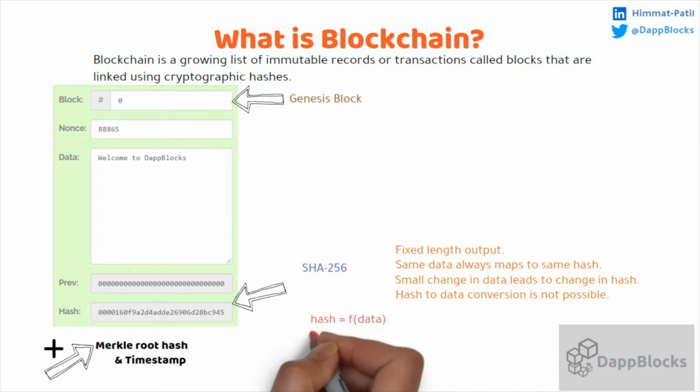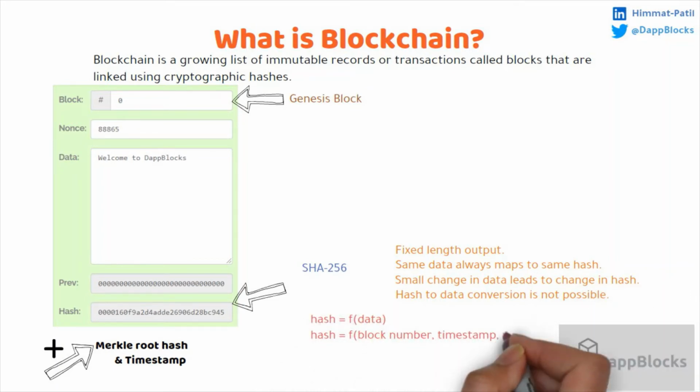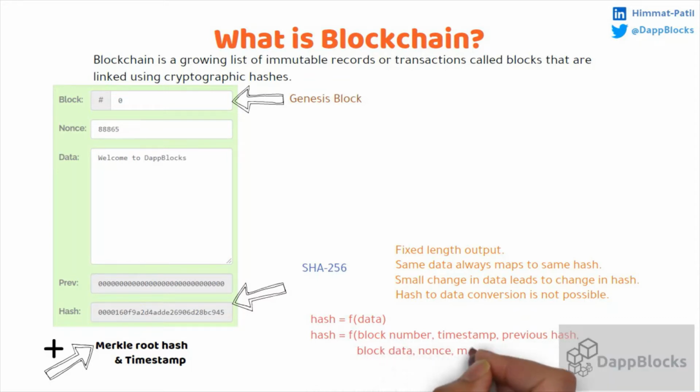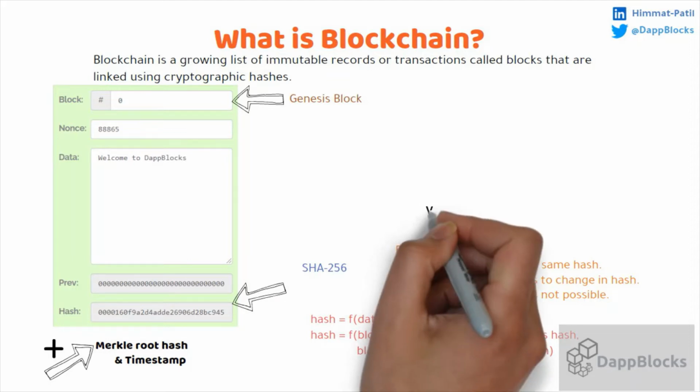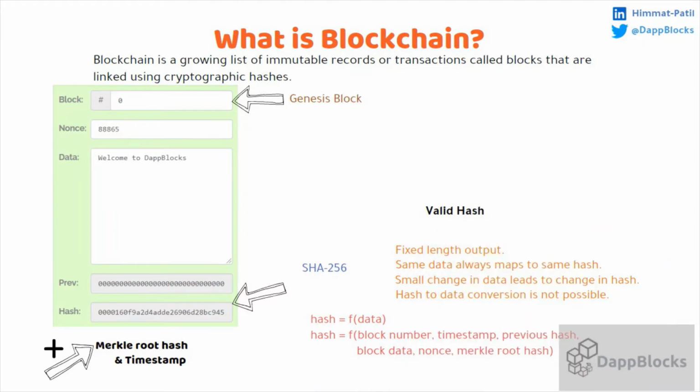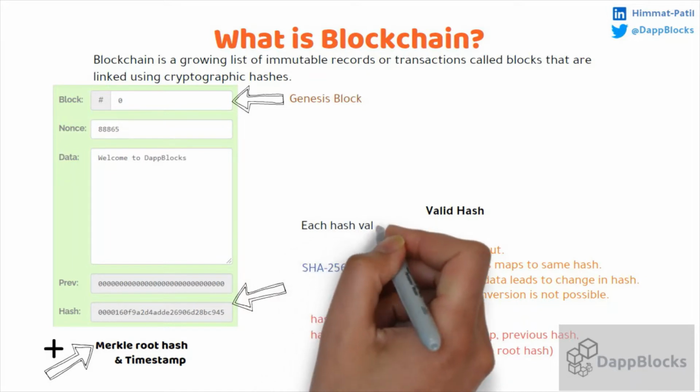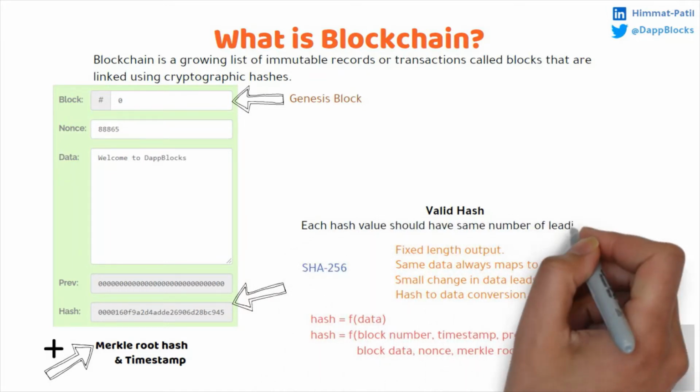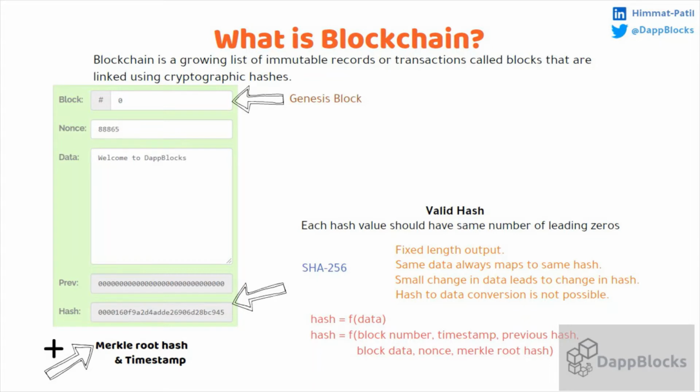Since the hash is a digital fingerprint of the entire block, the data is a combination of block number, timestamp, previous hash, block data, nonce, and Merkle root hash, etc. There is a concept called valid hash. A valid hash for the blockchain is a hash that meets certain requirements. For this particular blockchain, having 4 leading zeros at the beginning of the hash is the requirement of a valid hash. That means each new block should have a hash with leading 4 zeros. So now how to calculate this, that we will see when we discuss the nonce.